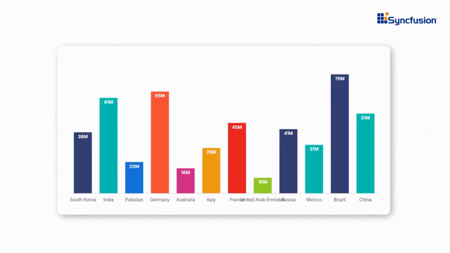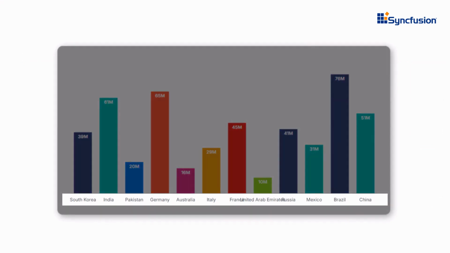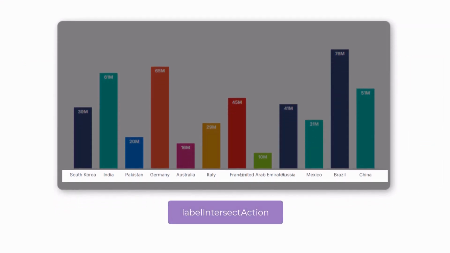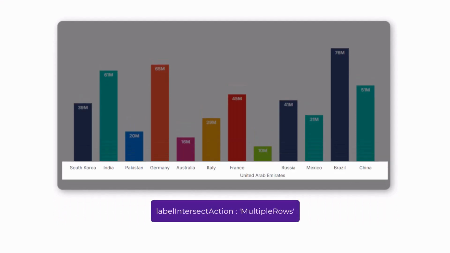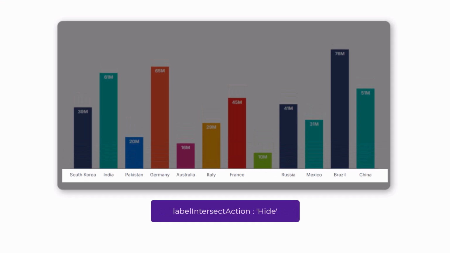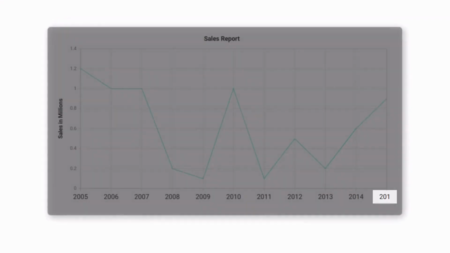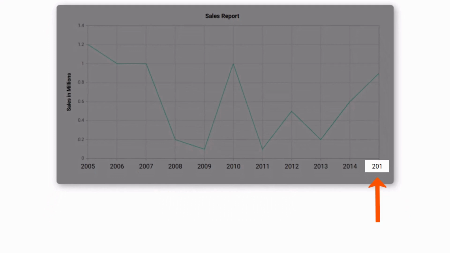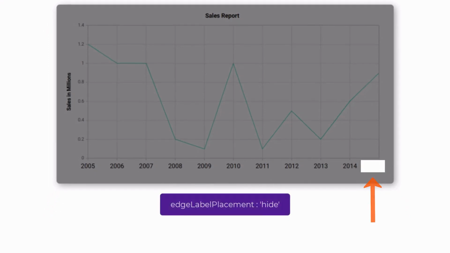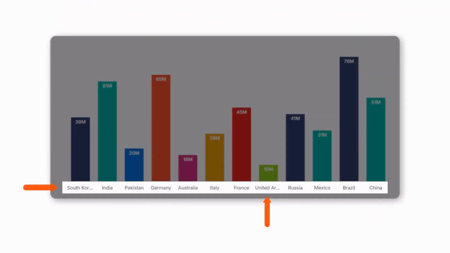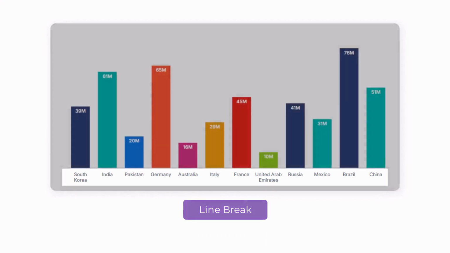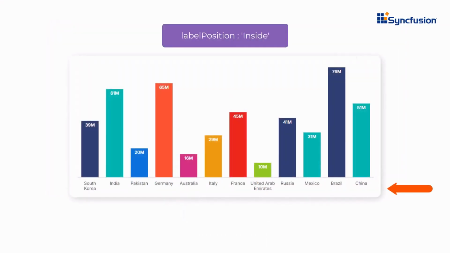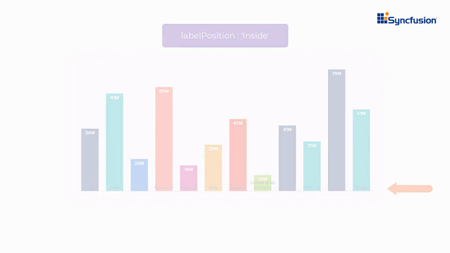Labels make your chart easier to read, and React Charts handle them intelligently. If labels overlap, the label intersect action property helps by rotate, trim, multiple rows, wrap, or hiding them automatically. If edge labels are getting cut off, use edge label placement to shift or hide them. You can also trim long labels using enable trim, limit their width with maximum label width, or insert line breaks directly in your text with a br tag. To move labels inside the chart, set label position to inside.